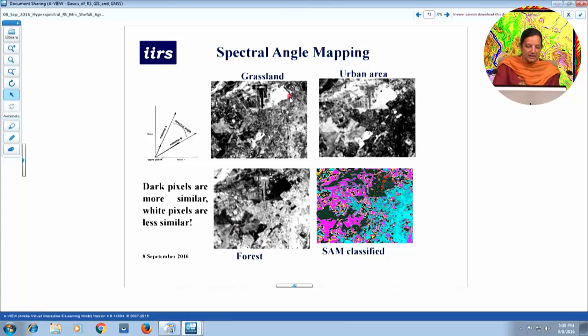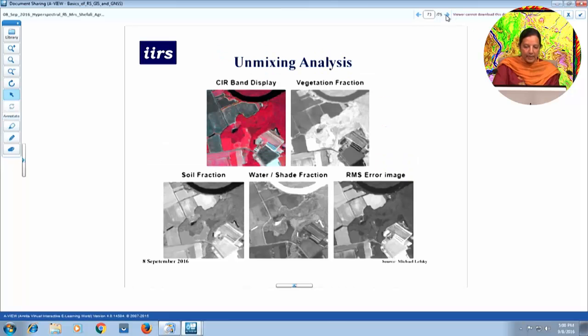These are some of the results using spectral angle mapper. It creates separate images for the number of classes or features you want to identify. For example, this is grassland, so all the white areas you see are grassland. Urban areas are white here, and forest areas are brighter. Accordingly, all features are identified.